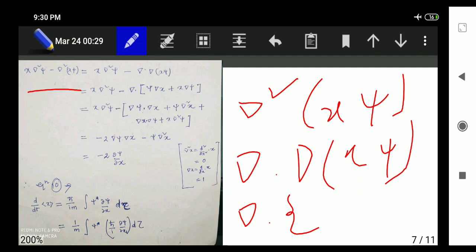Now del is like d/dx in one dimension, isn't it? So this will once differentiate x and again it will differentiate psi, two functions. That's what you have done here. You have del dot psi del x. So first you write psi del x operate, then plus, again x will remain and you will write del psi.